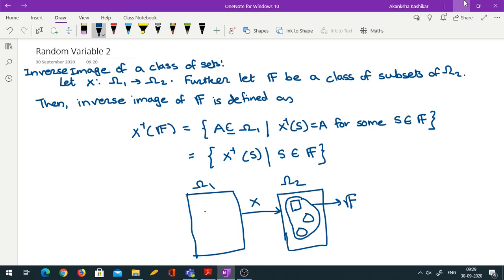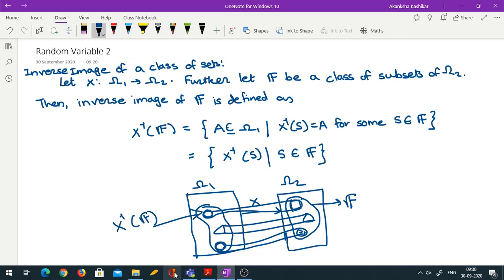Now how would I define X inverse of S? I would see, okay, this is one set from omega 2. What is the inverse image of this set? So the inverse image of this set, suppose, turns out to be this. Similarly, I would check what is the inverse image of this set. Suppose the inverse image of this set turns out to be this, and the inverse image of this set, suppose, turns out to be this. Do you remember how the inverse image of a set is computed? You basically check all the elements from here and you take their inverse images and then collect all those. Okay. So the collection of these three I would denote by X inverse of script F.